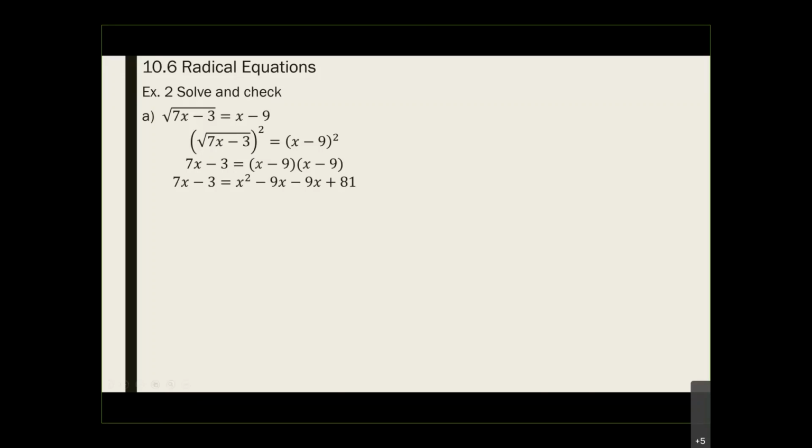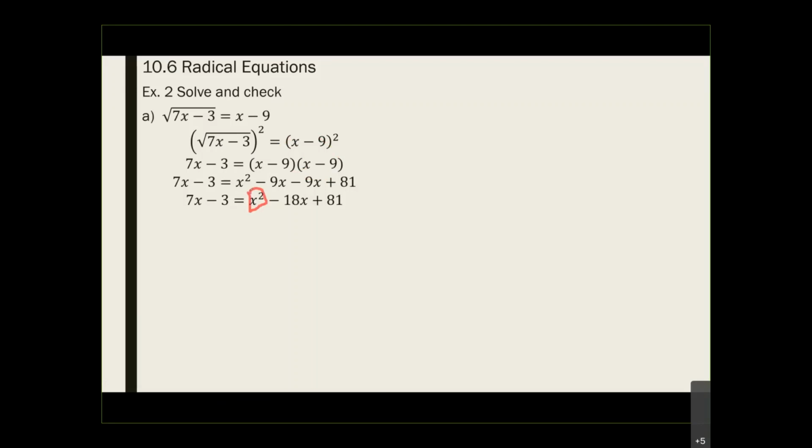X times x, right? This is what we have: x times x gives me x squared, x times negative 9 gives me negative 9x, negative 9 times x gives me negative 9x, and negative 9 times negative 9 gives me 81. Once we have that, we have to combine like terms, right? If you combine like terms, negative 9x and negative 9x will give you negative 18x.